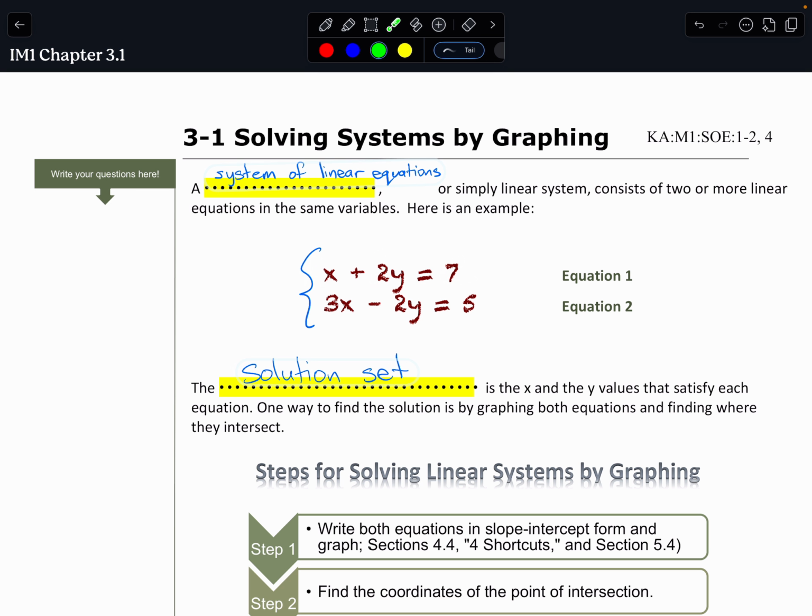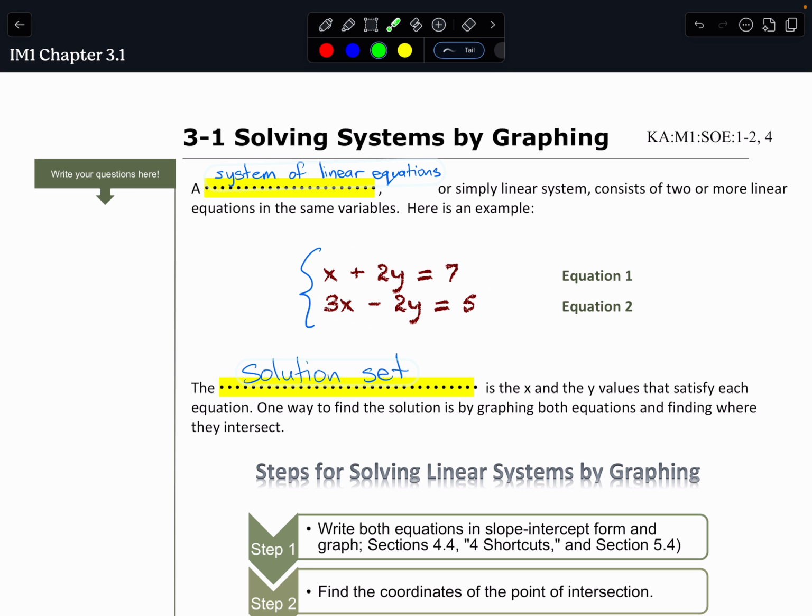The second blank should be solution set. The solution set is the x and y values that satisfy each equation. One way to find the solution set is by graphing both equations and finding where they intersect. So I'm taking this word set for granted. It has a more precise mathematical definition that I'm just going to skip for now. The main thing you need to know is that the solution set is the collection of all xy pairs that make both equations true. Okay?